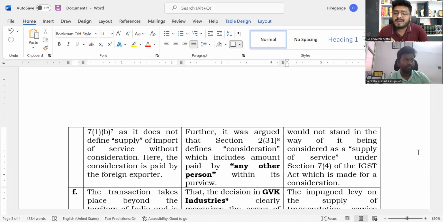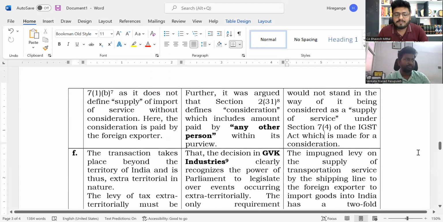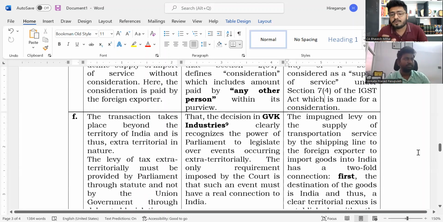So therefore, the Indian importer, although the consideration was liable to be paid by that foreign person, could be deemed as recipient, because consideration includes payment by any other person.